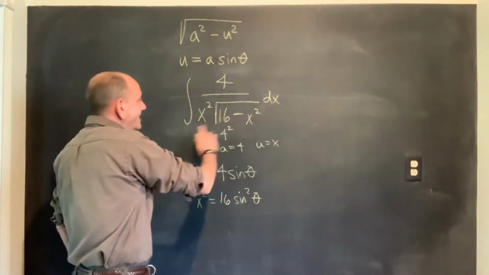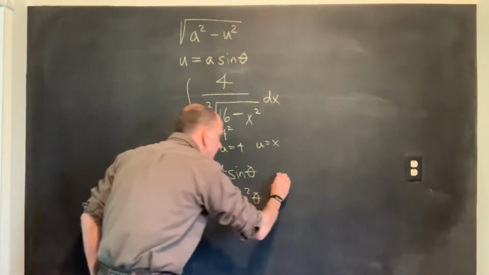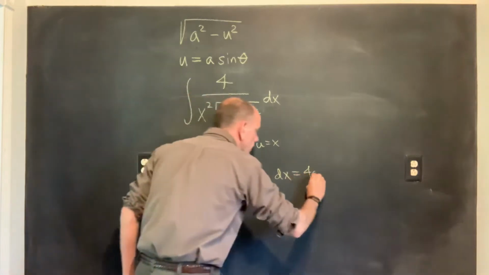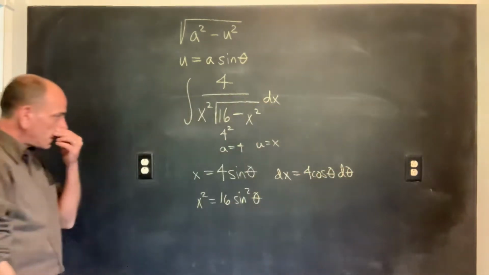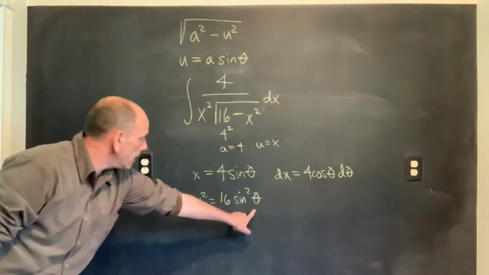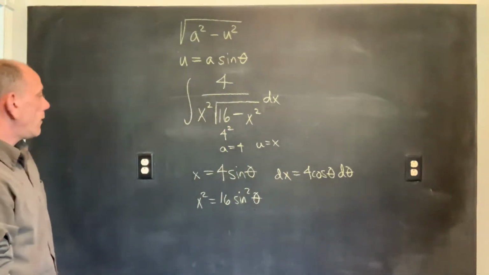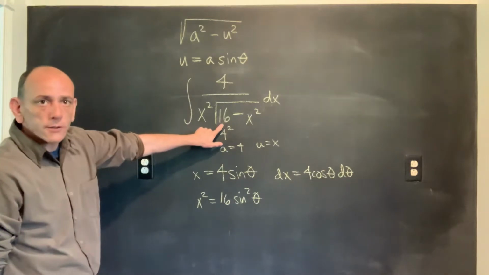I need to know what dx is. Well, from here I can get it. Let's see. dx is 4, the derivative of sine is cosine theta, d theta. So now I know what this x squared is in terms of theta. I know what dx is in terms of theta. The only thing that's left that I need to worry about is this root business.